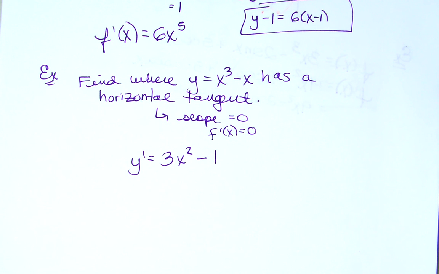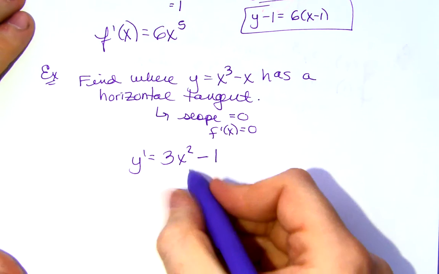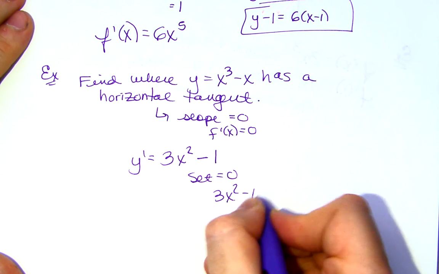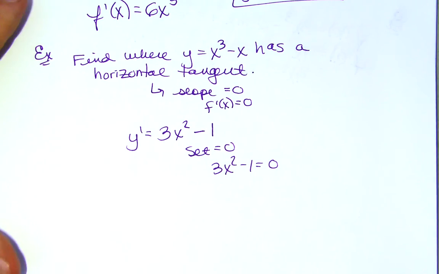Should I plug something in, or should I set this equal to something? We need to set it equal to 0. It's not like find the derivative when x is 0. It's find where the derivative is 0. I'm going to set this equal to 0. I'm going to say 3x squared minus 1 equals 0. Go solve that thing.